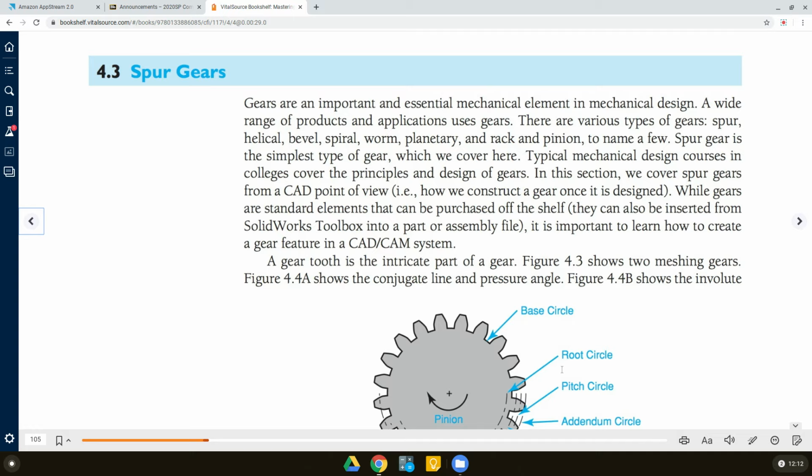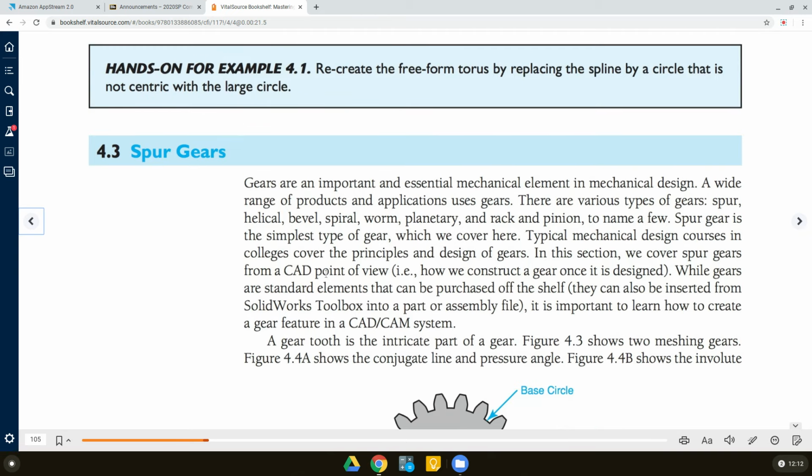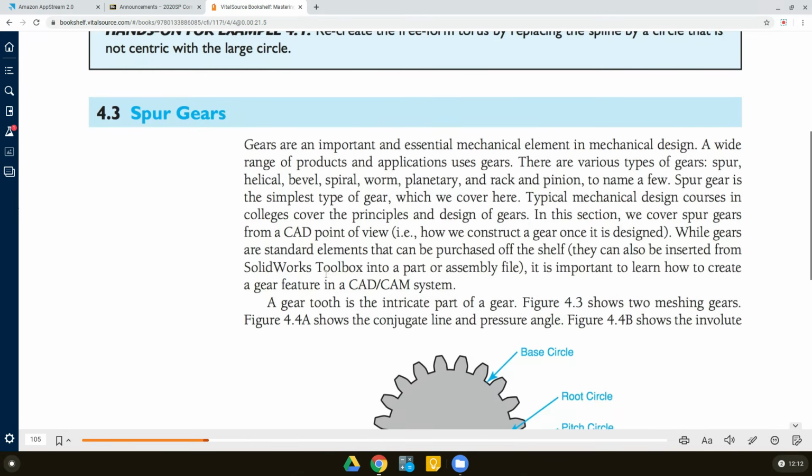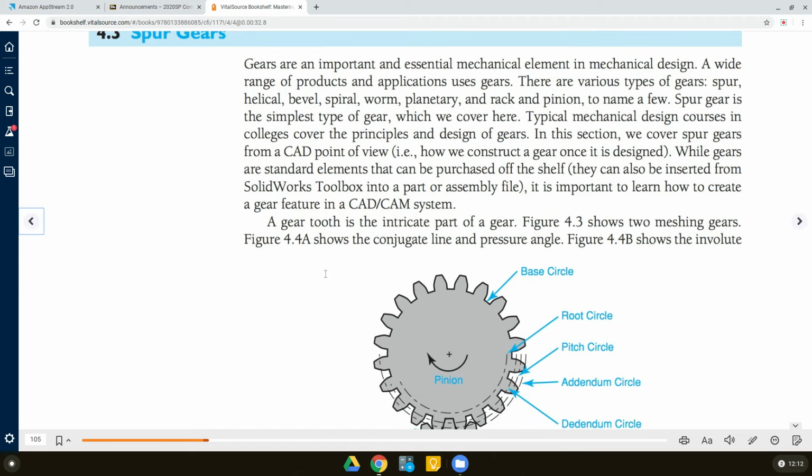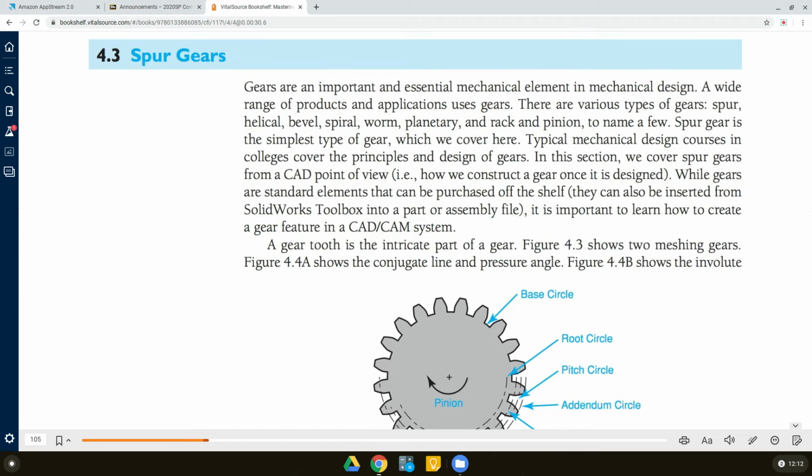Hi students. Today I am going to show you how to design a spur gear in SolidWorks. Before you view this tutorial, I recommend you read the section on spur gears in your textbook. Gear design is a very important field within mechanical engineering.